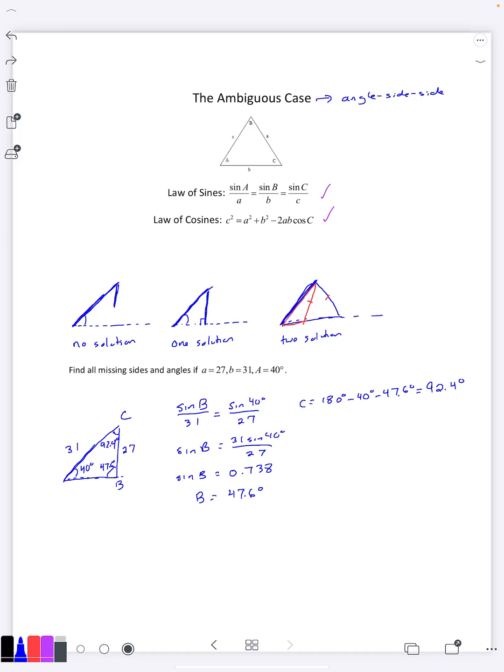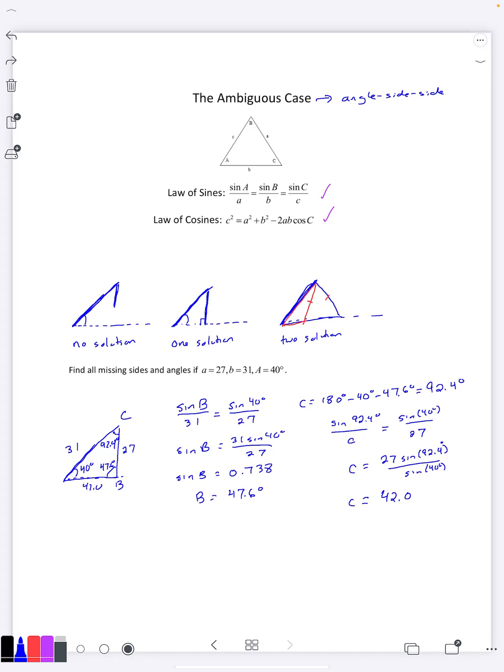find our last side here by saying sine of 92.4 degrees over the side C we're looking for is equal to sine of 40 over 27. We'd have C is 27 sine 92.4 over sine 40, and we get a side length C that rounds to 42.0, and that's our missing side.